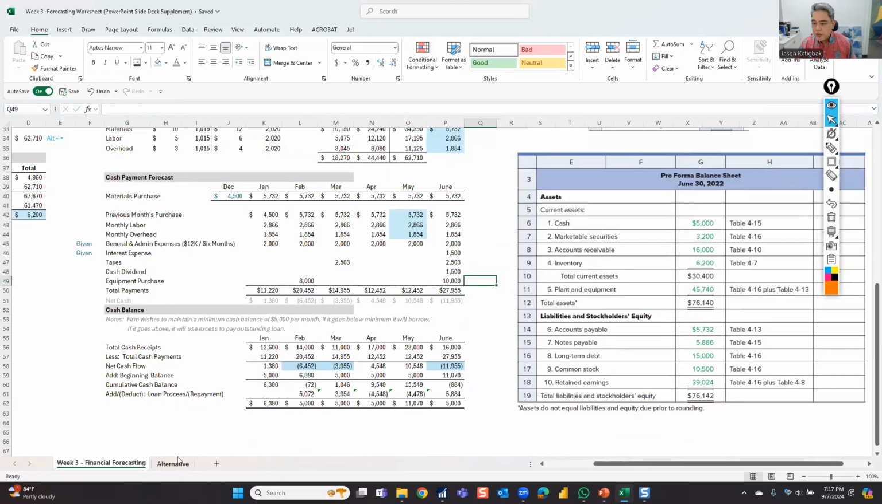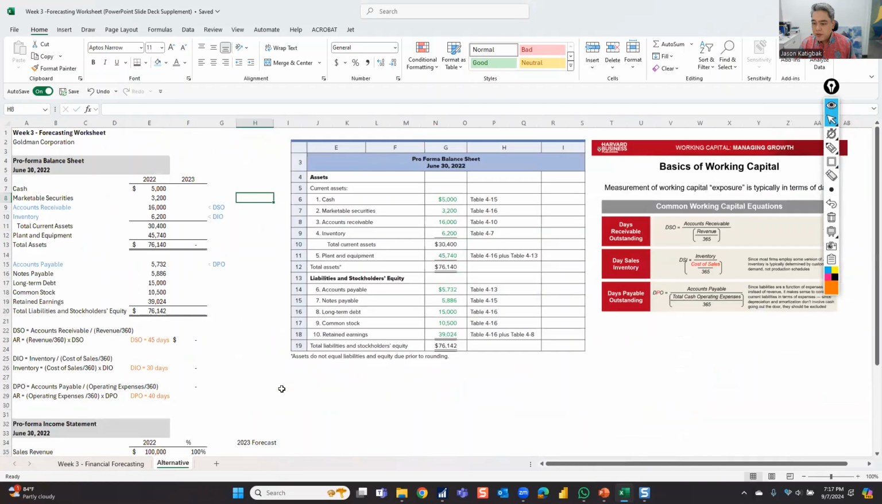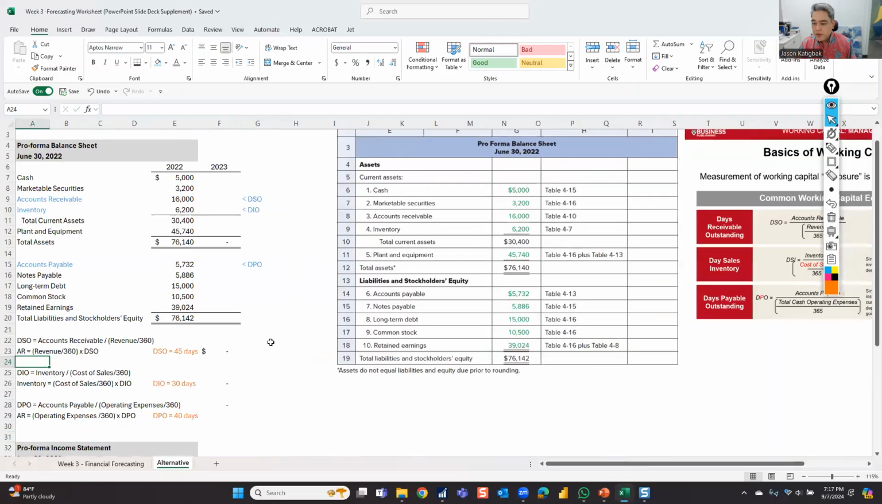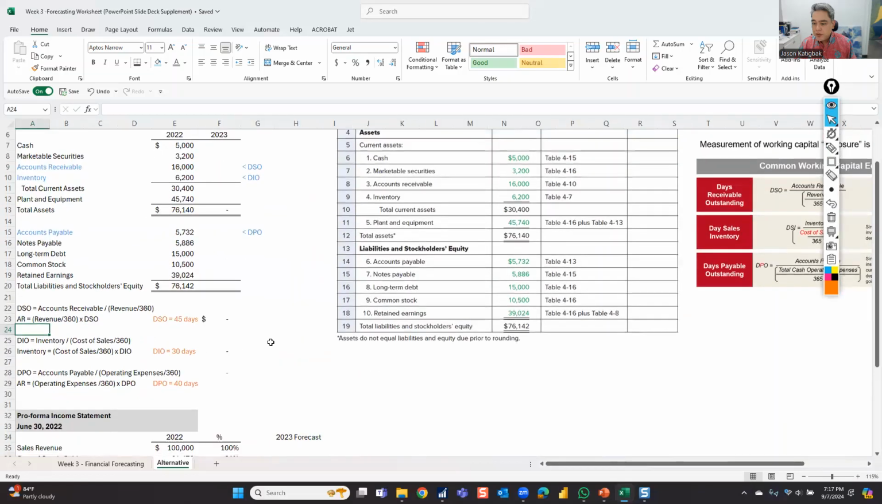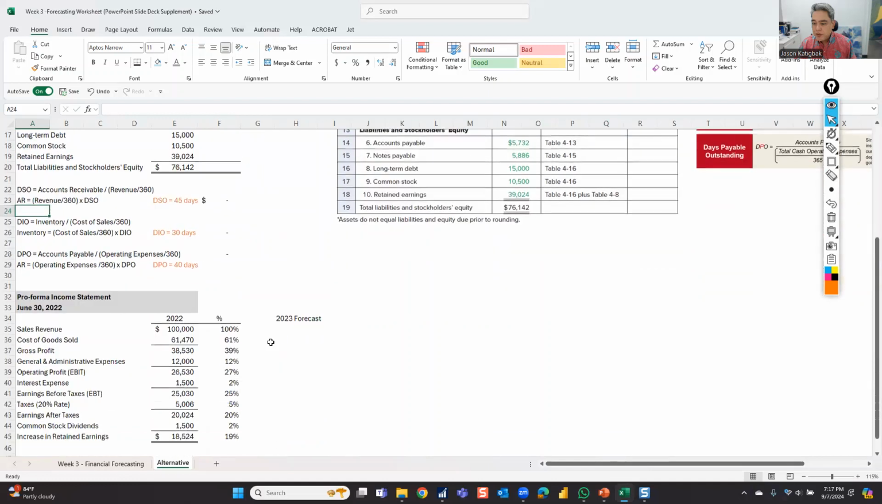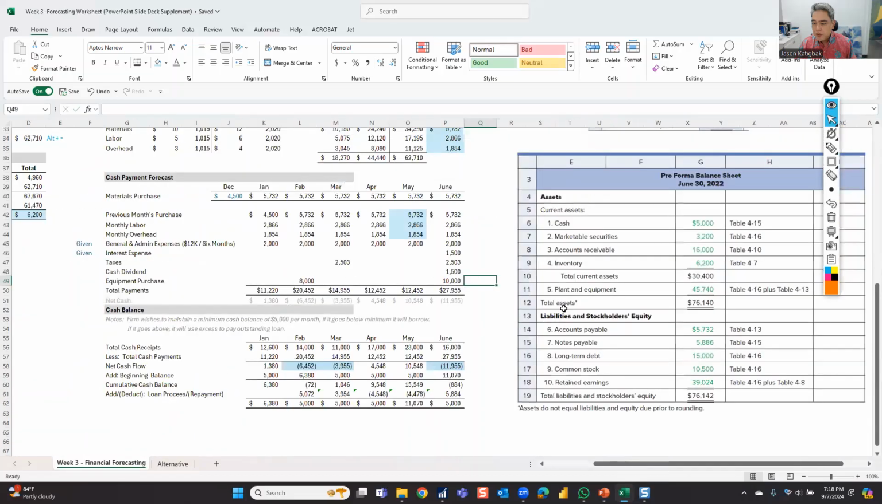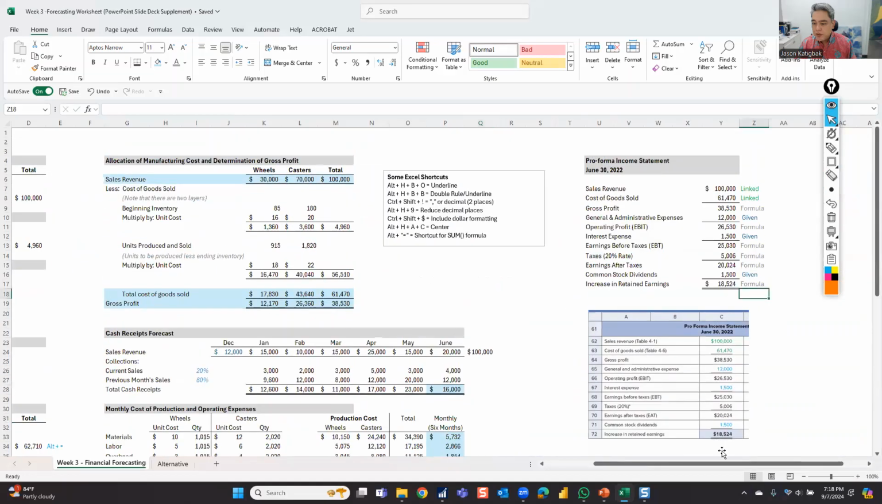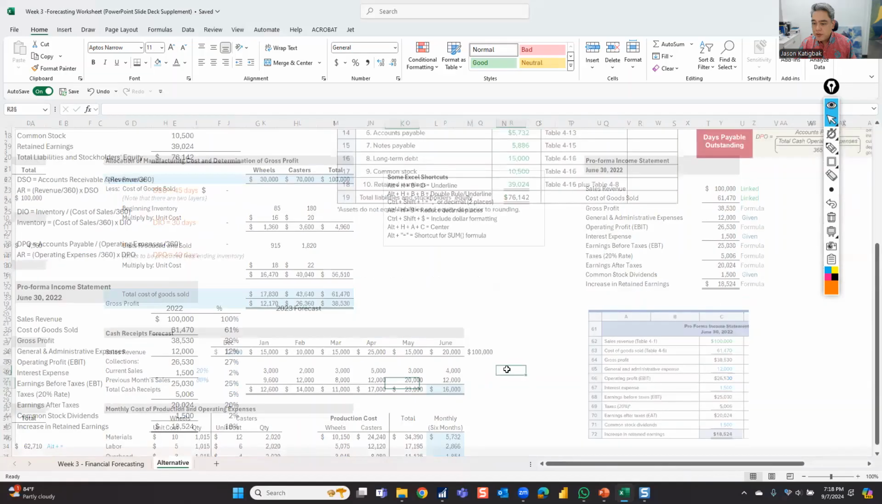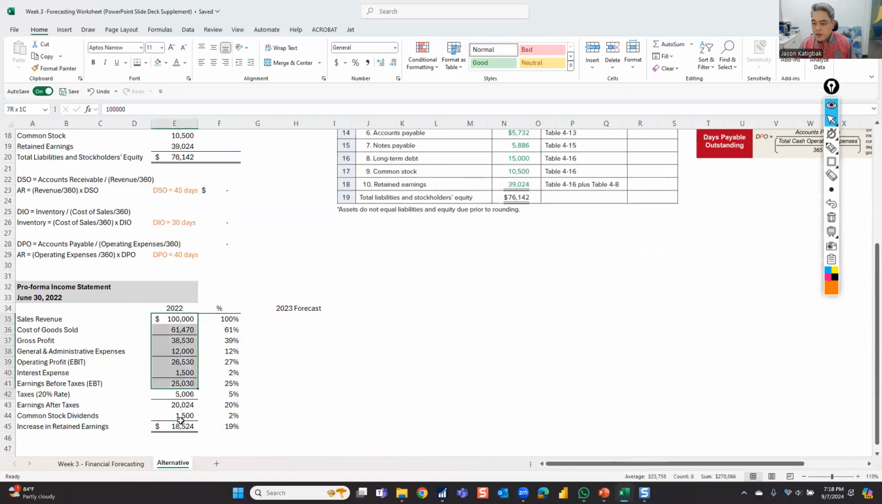Now, I'll go to the next tab, which is the alternative. I'm just gonna try to make sure it's easier. We start off first with the income statement. The income statement here is what we have calculated. Let's make sure that we check it. I'm gonna go control page up on my keyboard. 18,524 increase in retained earnings. Control page down is the same number.